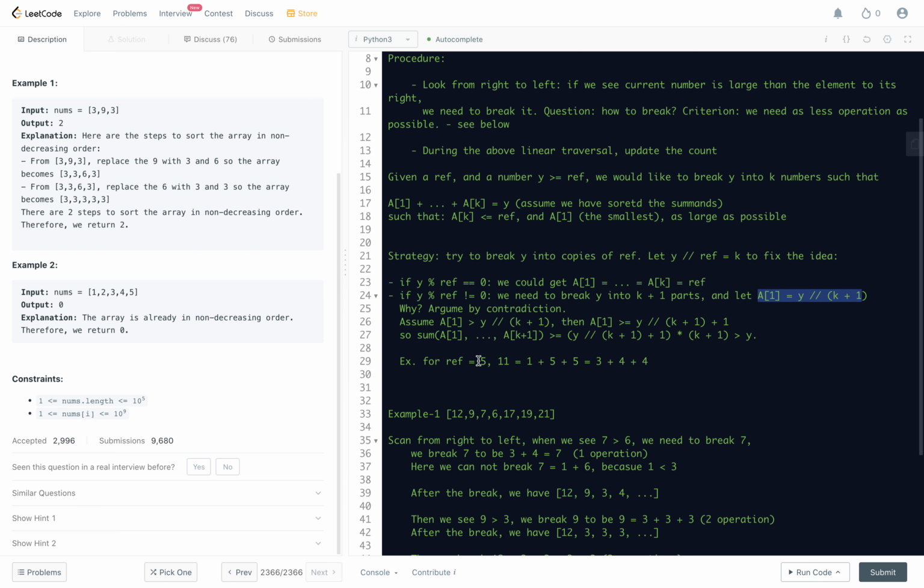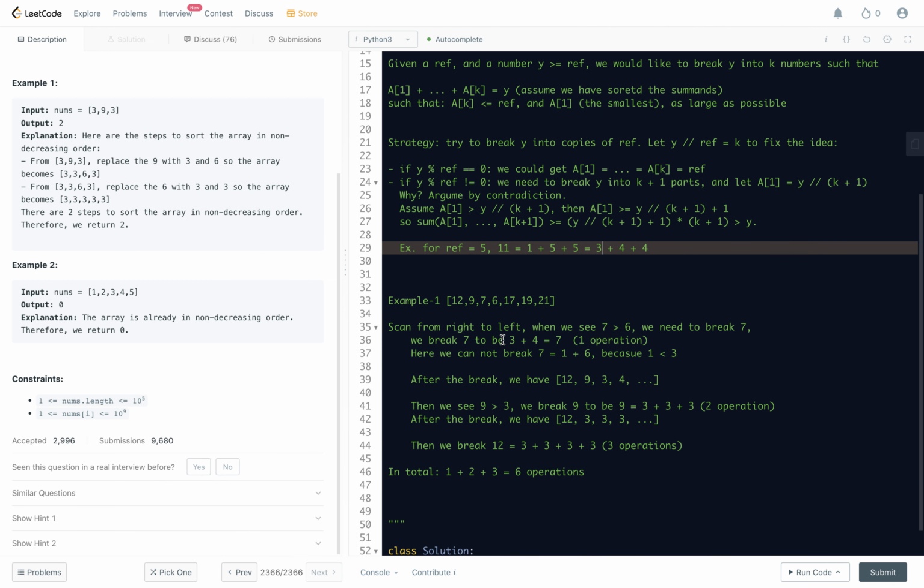For example, if we have a reference that is 5 and y is 11, so we need 11 divided by 5, that is 2, plus 1 terms, that is 3 terms. So this is one decomposition and this is another decomposition. We are going to use the second decomposition because the 3 is larger than 1. So here is an example walkthrough.